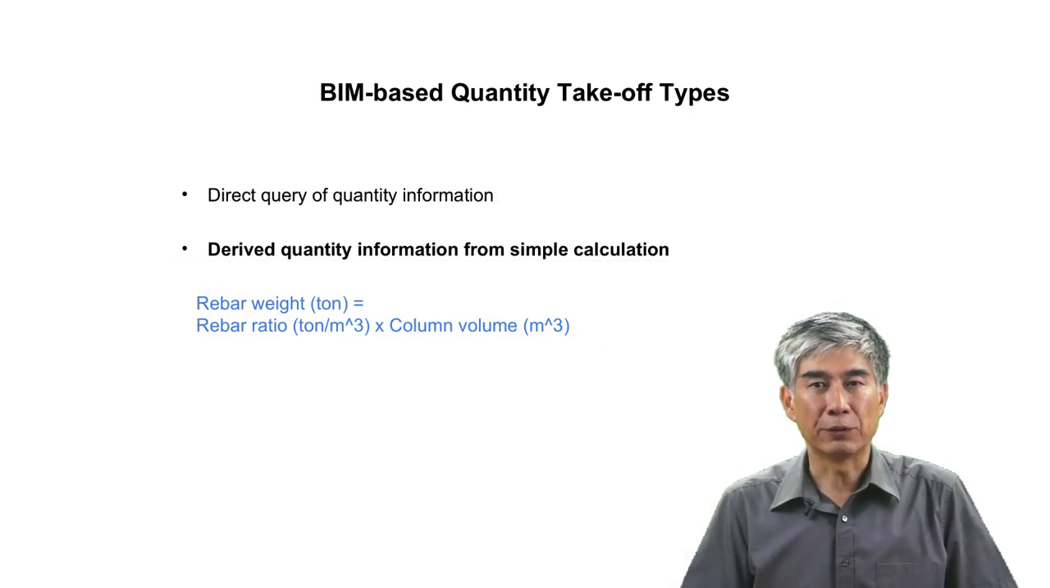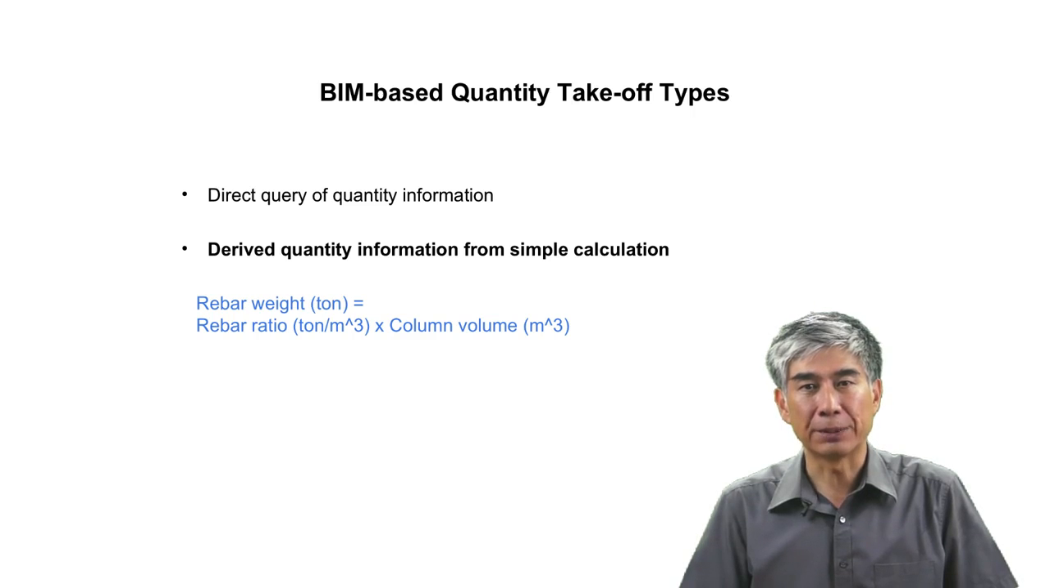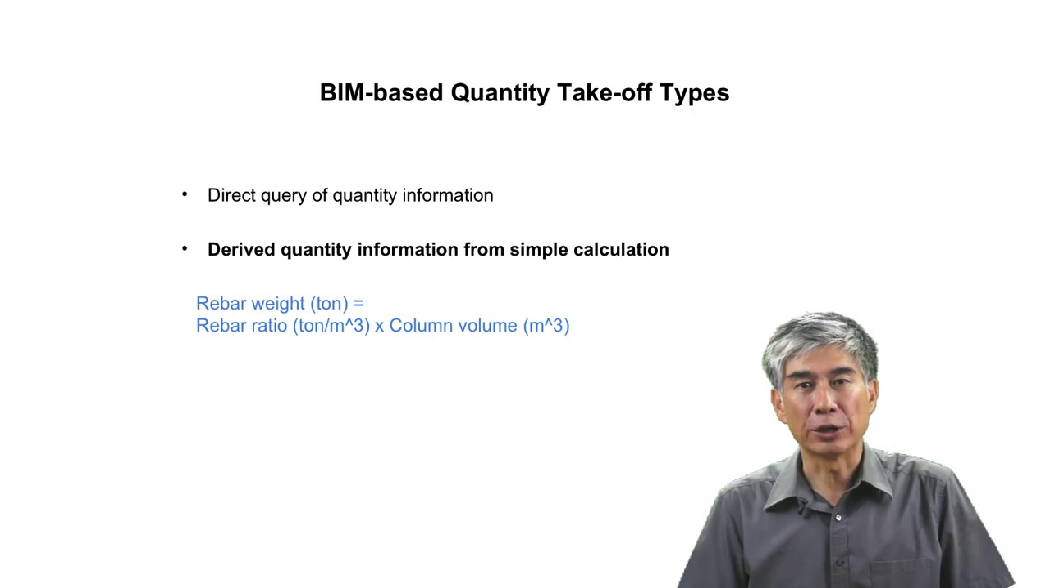The second one derives quantity information from simple calculation using the quantity information that can be directly queried and other related parameters. For example, if we do not model rebars in the BIM model, but we like to estimate the quantity of rebars in weight, we can use the volume information of beams and columns with the values of their rebar ratios to calculate the weights of rebars for both beams and columns.